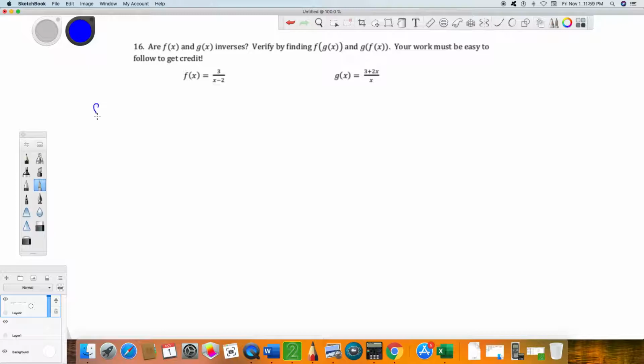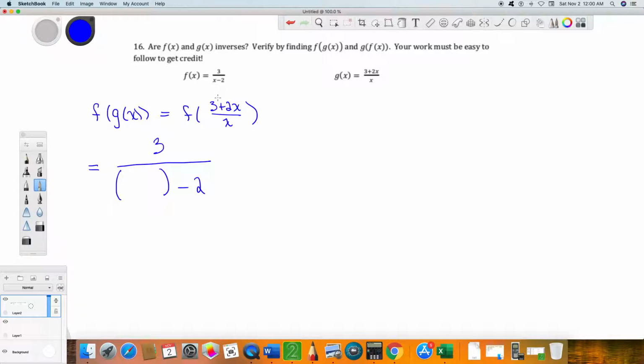All right, so if we do this first one, f of g of x, we're taking this function g and plugging it into f. So this function g is this ratio, and f always creates a ratio. f always creates a fraction where the numerator is always 3, and the denominator is always a subtraction problem. The denominator will take the input no matter what it is, whether it's an expression or a number, and it will subtract 2 from it. So what we have is this expression 3 over (3 plus 2x over x) minus 2.